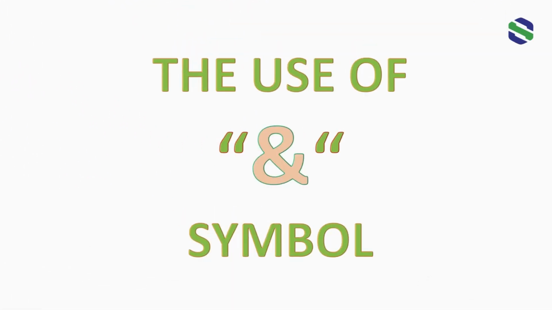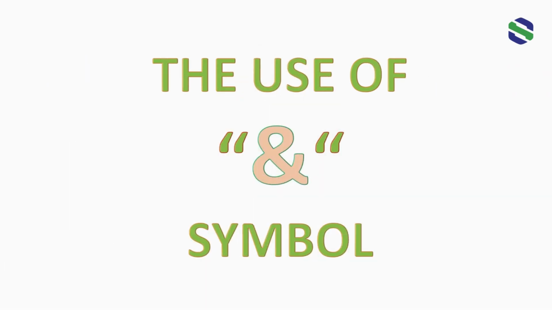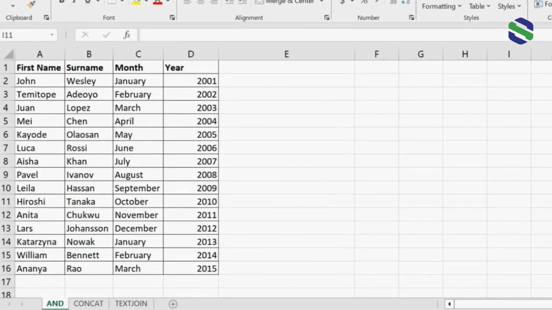Number 1. The use of the and symbol, or the and key. To start with, kindly locate the and key on your keyboard. For this method, you need to reference the cell whose text string you would like to join and sandwich the and symbol in between them, like this.